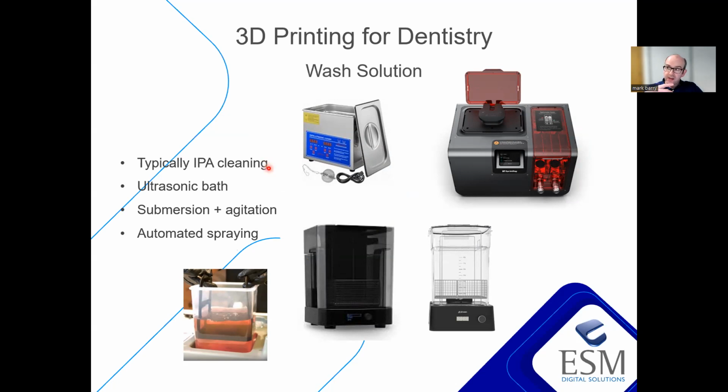Washing. Printed parts are printed, but the resin needs to be cleaned. The parts come off the printer covered in liquid resin. We need to clean it. And generally speaking, we use IPA, isopropyl alcohol. That's what we use for cleaning the parts. There are a few different solutions. Some manufacturers have their own solution.